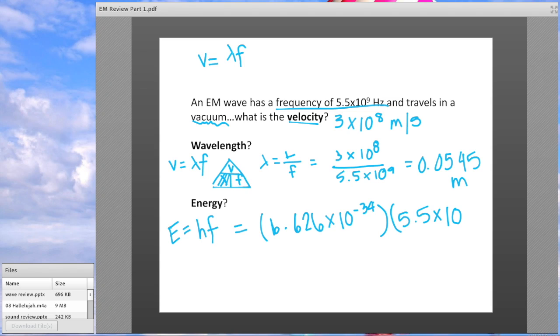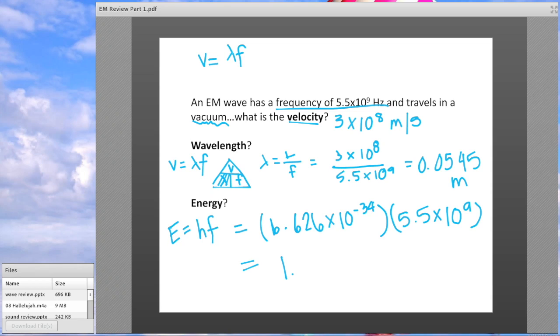And then if we want to do our energy, we can just take that Planck's constant, which I do not have memorized. That's why it's a constant. And on the test, they actually give you Planck's constant. They have that number there in the problem. So you don't have to worry about trying to memorize that. I checked, and they do give it to you on the test. Times 10 to the negative 34.